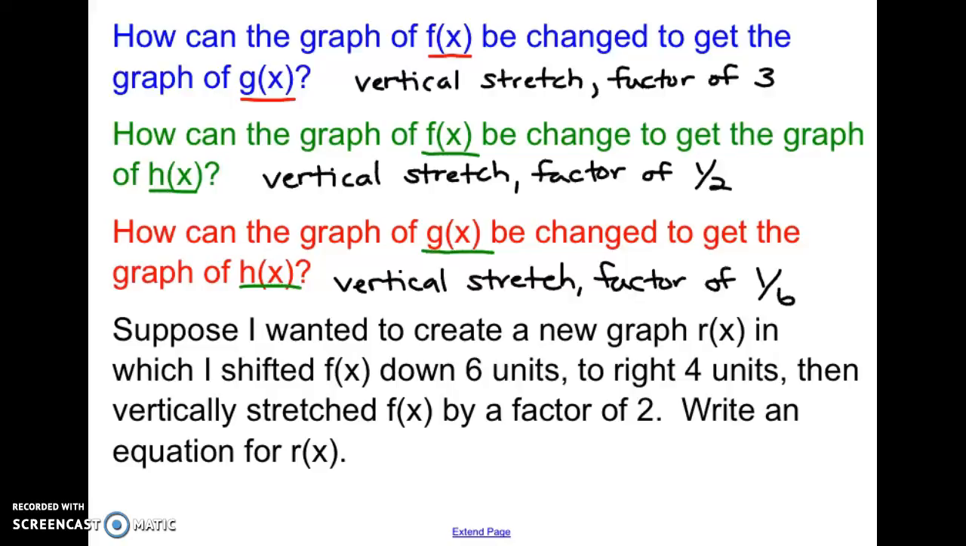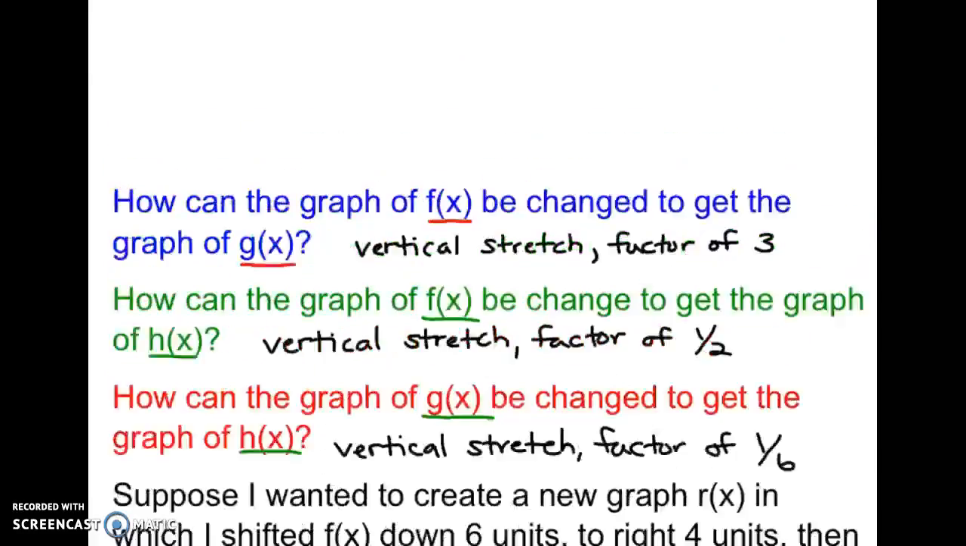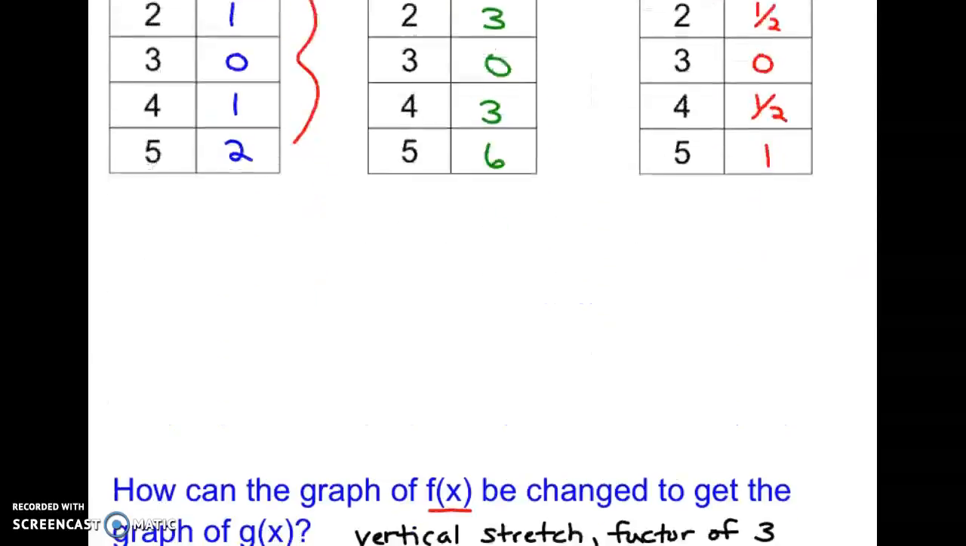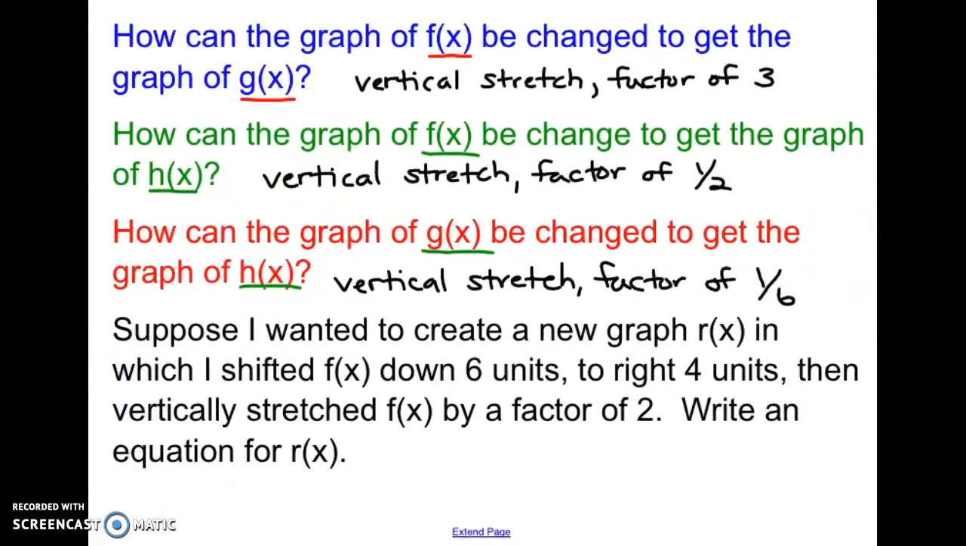Okay, the last question. Suppose I wanted to create a new graph r of x in which I shifted f of x down 6 units, to the right 4 units, and vertically stretched f of x by a factor of 2. Alright, so let's go back up to f of x. And I'm going to rewrite the function down here. So f of x was originally the absolute value of x minus 3.